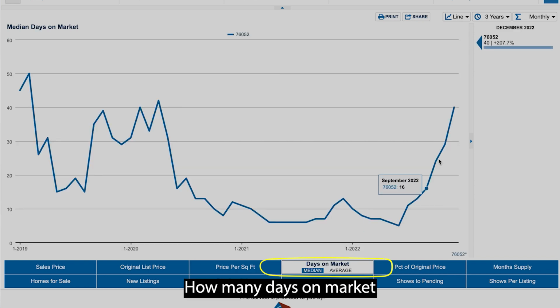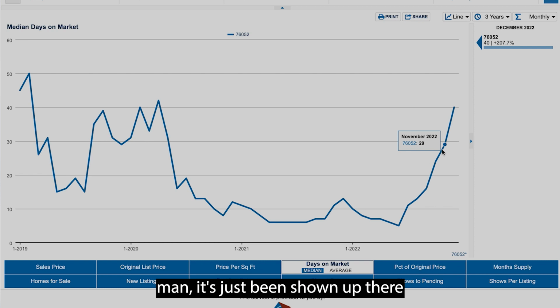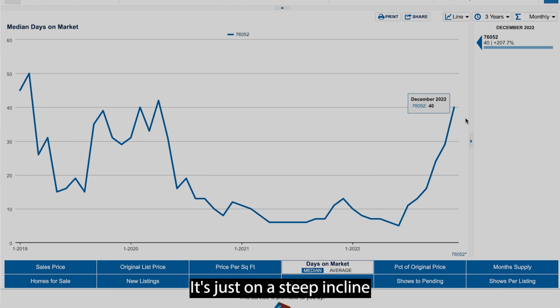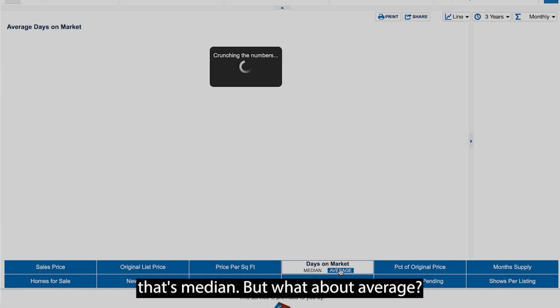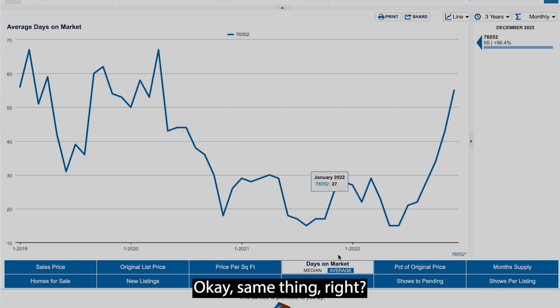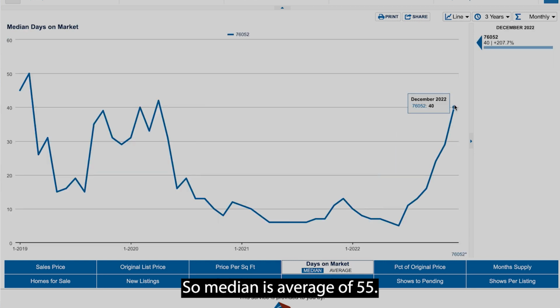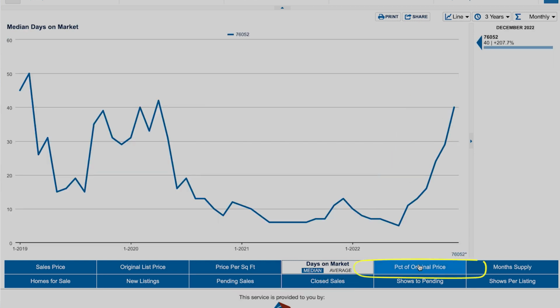How many days on market? You can see here since June in our market, man, it's just been shooting up there, almost as fast as this decline, right? It's just on a steep incline. That's median, but what about average? Okay, same thing, right? So average is 55, median is 40.